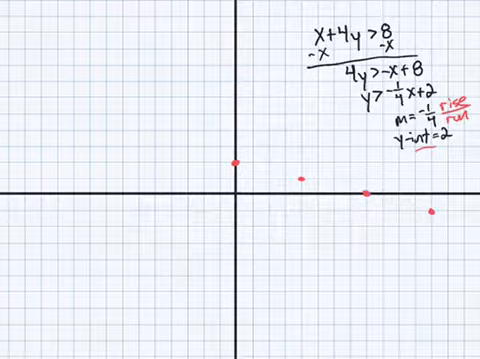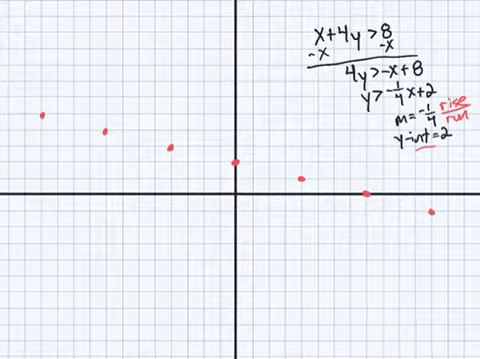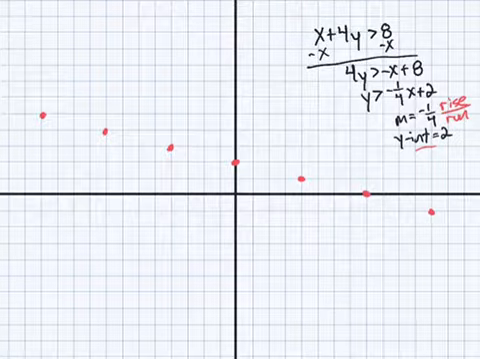Then I'm going to go up 1 and back 4 from the original point. So I have points in both directions to both ends of the graph.